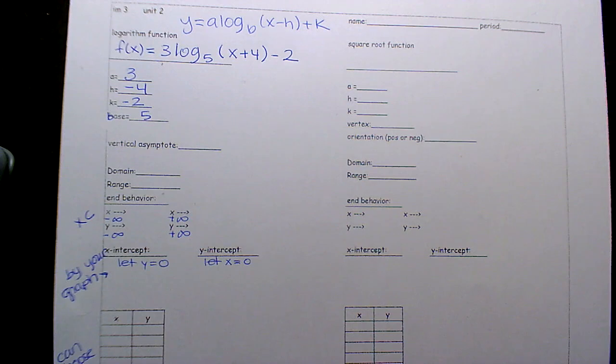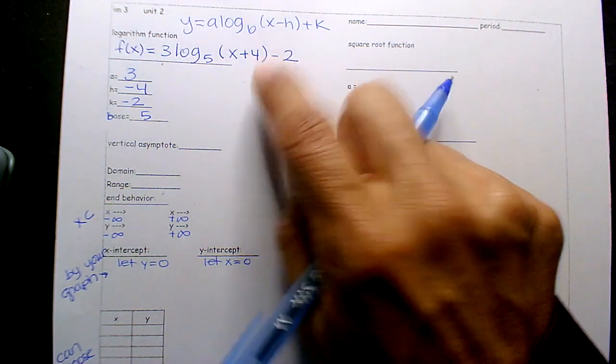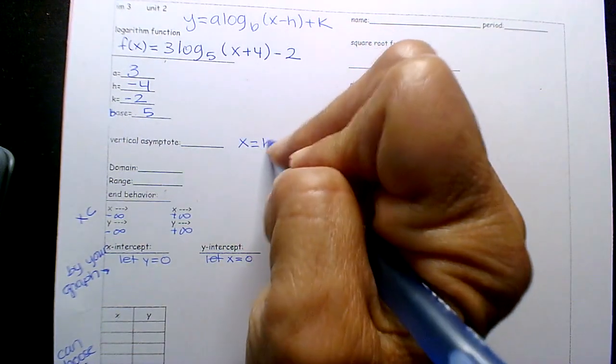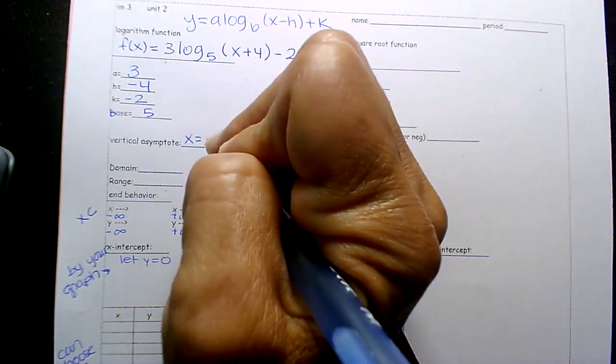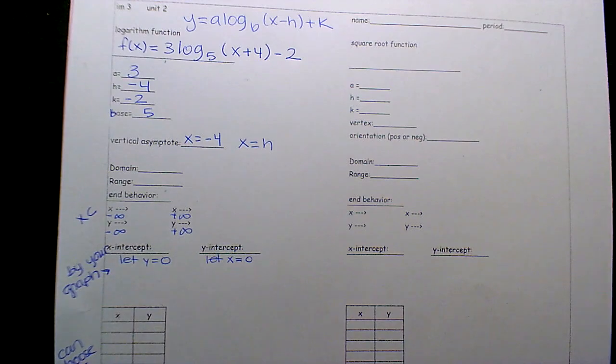You guys okay? All right, your vertical asymptote is always your H value. So it's x equals H. So in this case, it's -4. I know I haven't graphed my function yet or even got the paper ready.